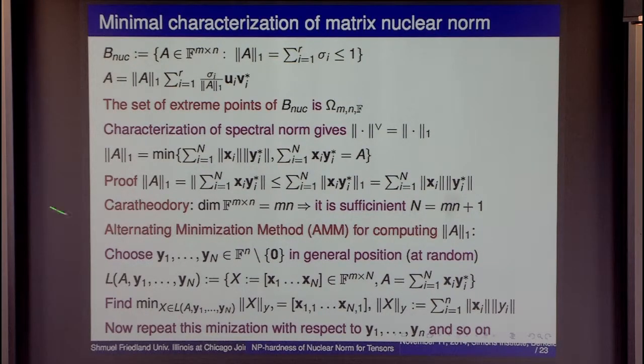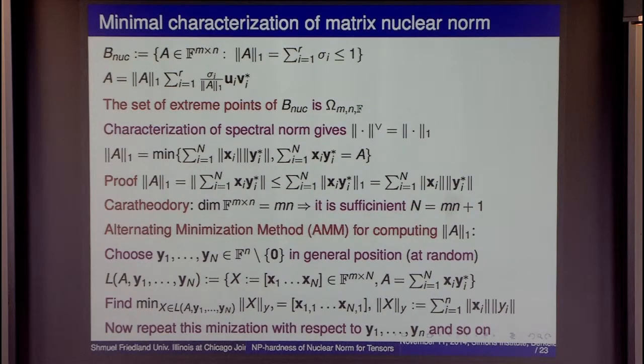What you do, you say, okay, so I fix y1 up to yn in general position. It means that all of them are non-zero, and any maximum number of them is linearly independent. And n is big enough, so using, let's say, Carathéodory, n should be at least mn or m times n plus 1. So I can always represent A as a sum of x_i. And now, out of all these representations that you can view as a matrix, you will find the minimum of this norm. So this is fixed, but this varies. And so this is, again, convex minimization.